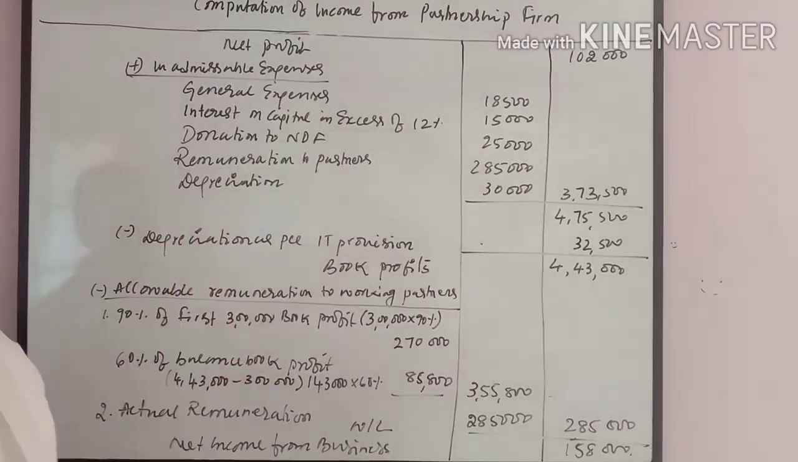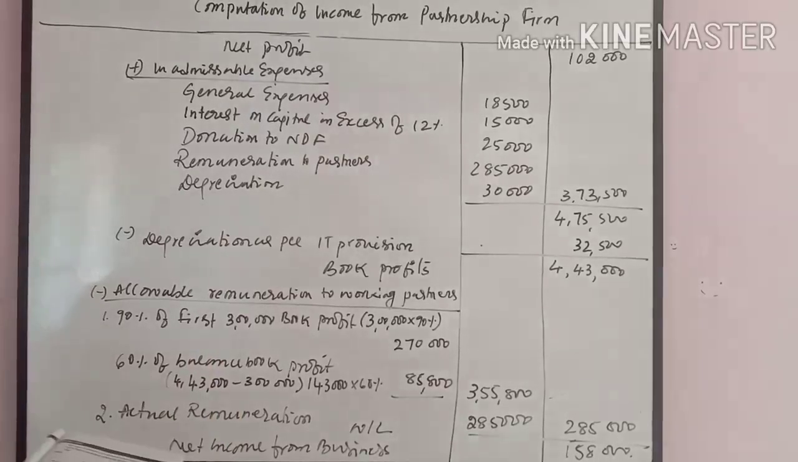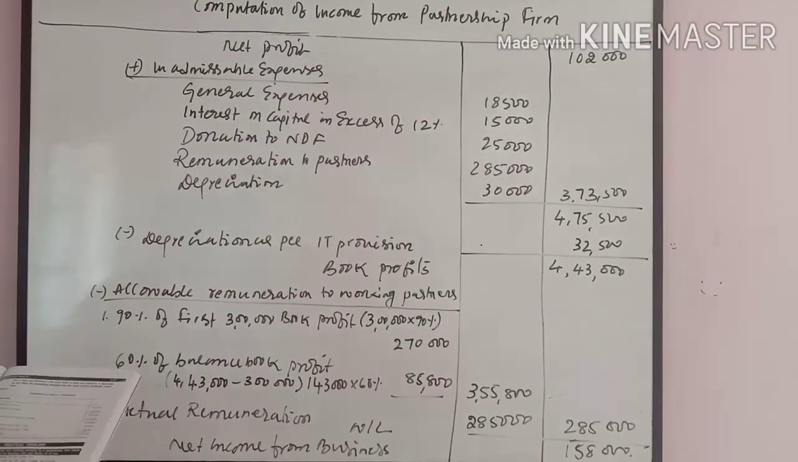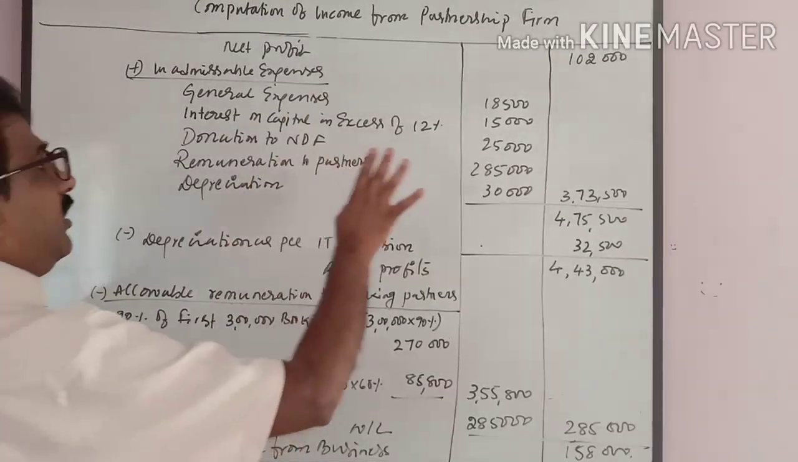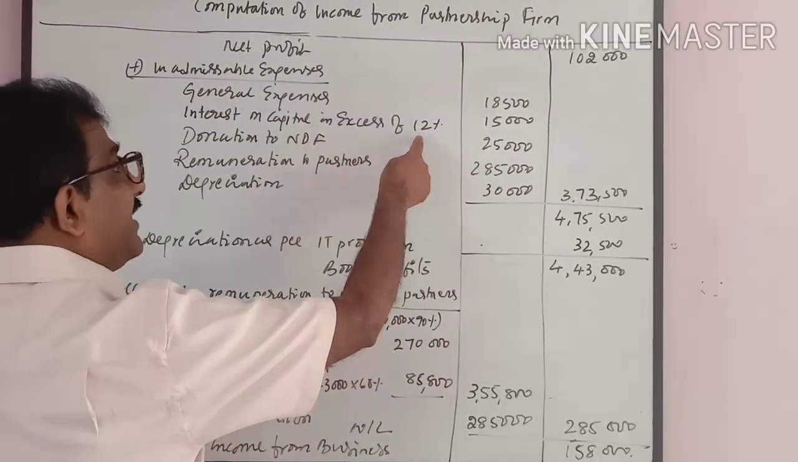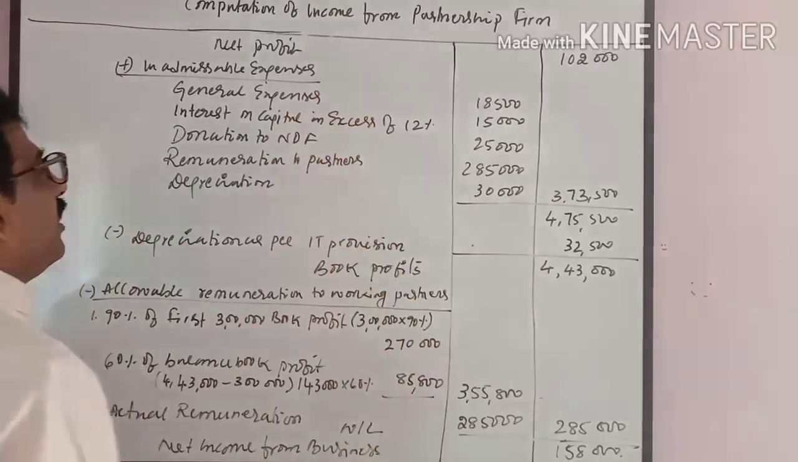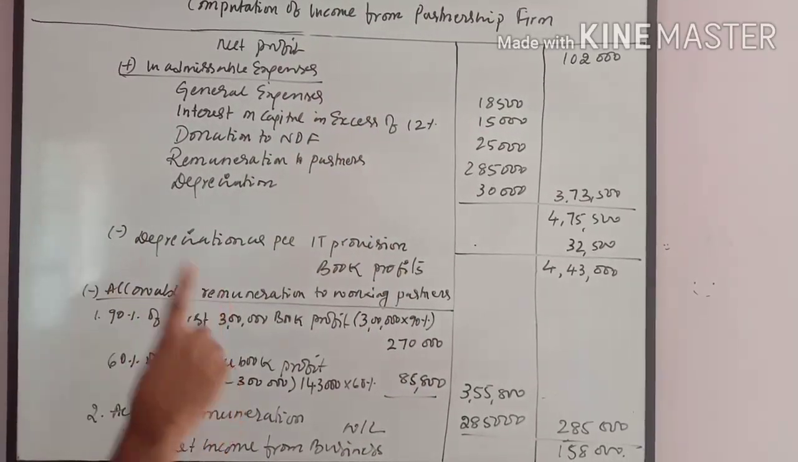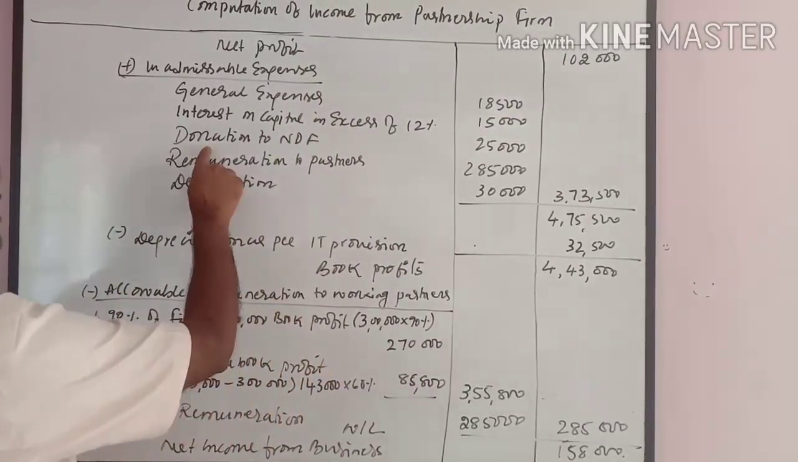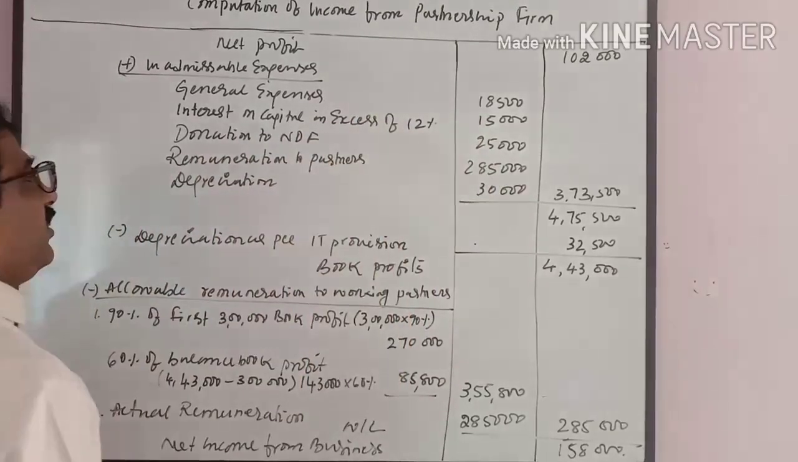It is directly given. Out of total interest on partners' capital of 75,000, 15,000 is in excess of 12%. It is already calculated and given. Directly you can write it here, 15,000. Any charity donation is inadmissible, so add back to the profit 25,000.